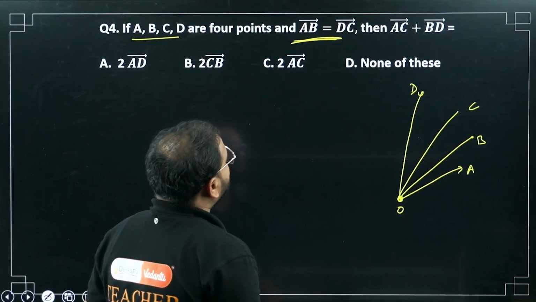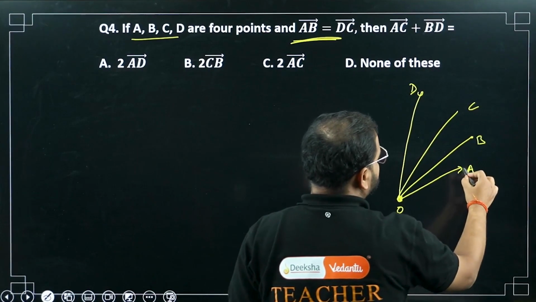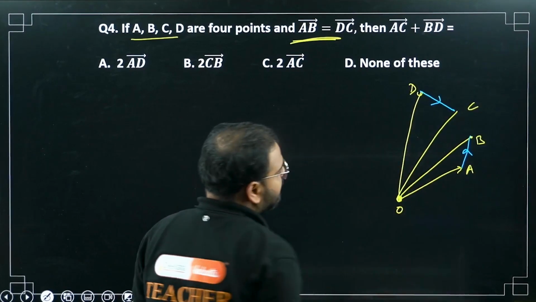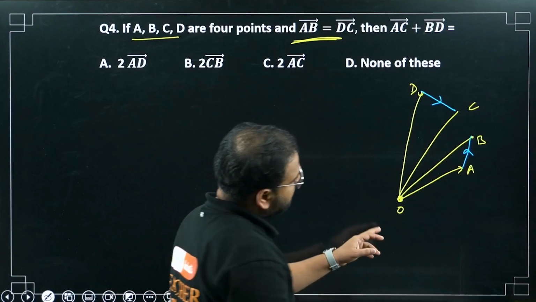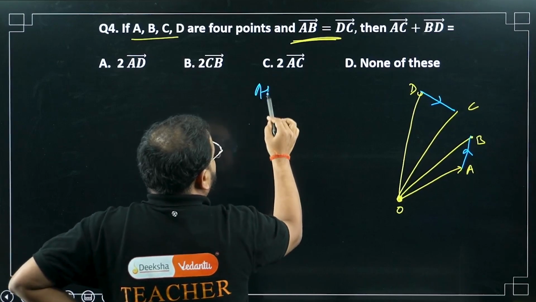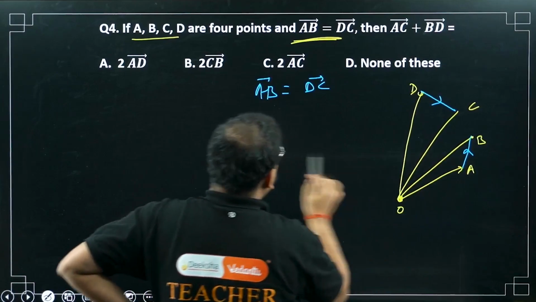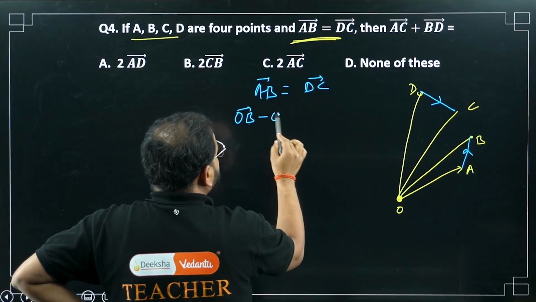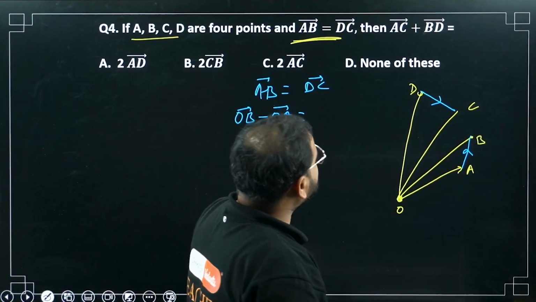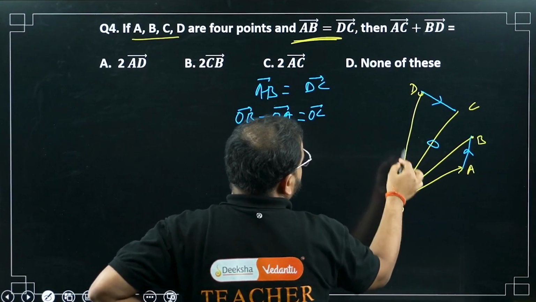Now what they're saying is AB equals DC. Where is AB? AB is here, and they're saying AB equals DC, from D to C. How can I write AB? AB can be written as OB minus OA. So vector OB minus vector OA. How come? Triangle law of addition of vectors. Same way, DC will be OC minus OD.